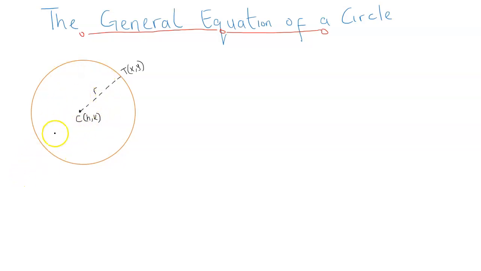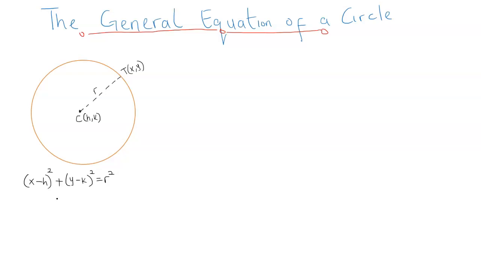Then the standard equation of this circle was found to be x minus h all squared plus y minus k all squared is equal to r squared. This is the standard equation of a circle centered at h comma k. Now we would see that this equation here can be used to obtain the general equation of the circle.